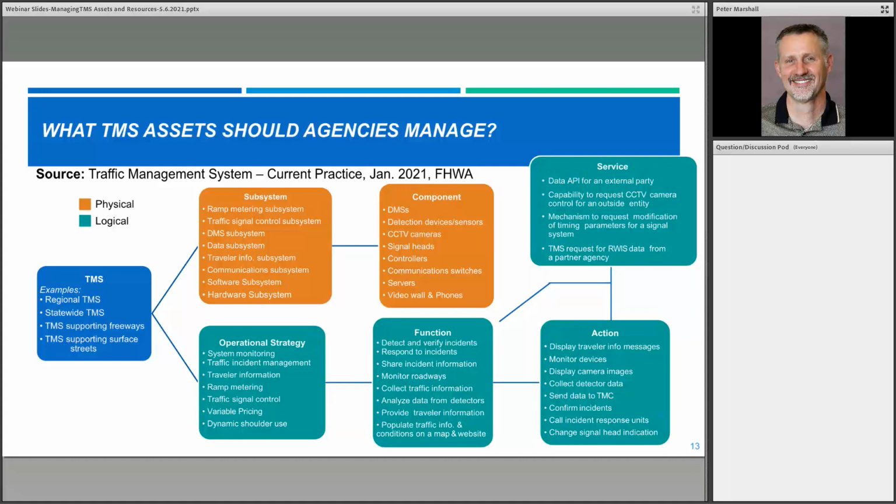But TMSs also have extensive logical assets, some examples of which are shown in the green boxes, which can't be overlooked. Things like operational strategies, functions, actions, and even services that a TMS might provide, like a data feed to a partner agency, would qualify as an asset, and it should be managed and maintained accordingly as well. Other examples might be signal timing patterns, planned diversion routes, incident response plans, all of which may change based on current conditions, and they need to be maintained and updated.